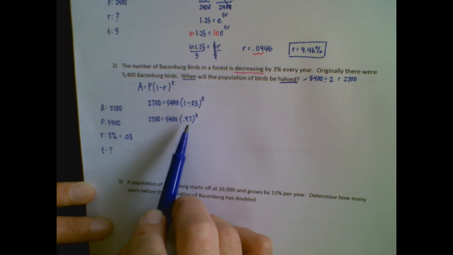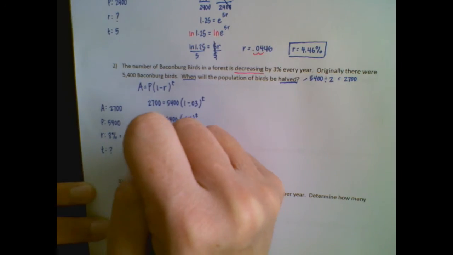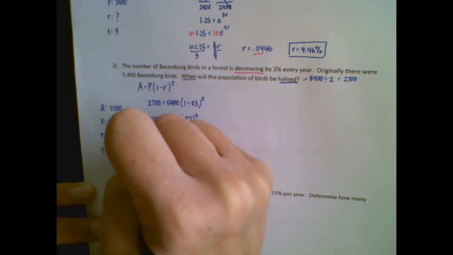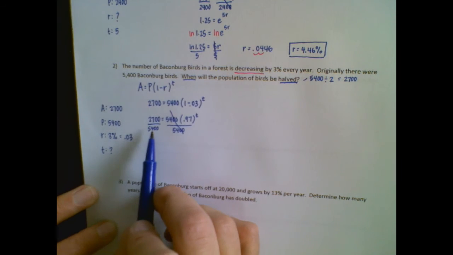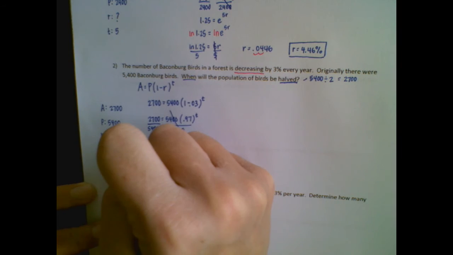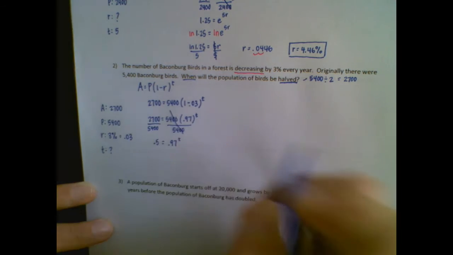And my base here is the 0.97. So I have to get this expression by itself. So I'm going to undo the 5,400 by division on both sides. So when I divide 2,700 by 5,400, that's actually going to give me 0.5, and that's going to leave me with 0.97 raised to the t.